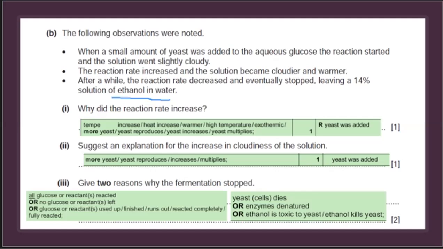The question is, why did the reaction rate increase? The reason why the reaction rate increased is because small amounts of yeast was added to glucose dissolved in water. It's aqueous. When that happens, then the temperature increases. With increasing temperature, heat increases, it gets warmer, there's a higher temperature, more energy is being given out and absorbed, and that's because we added more and more yeast to our aqueous solution of glucose. As the yeast increased, the rate of the reaction increased.